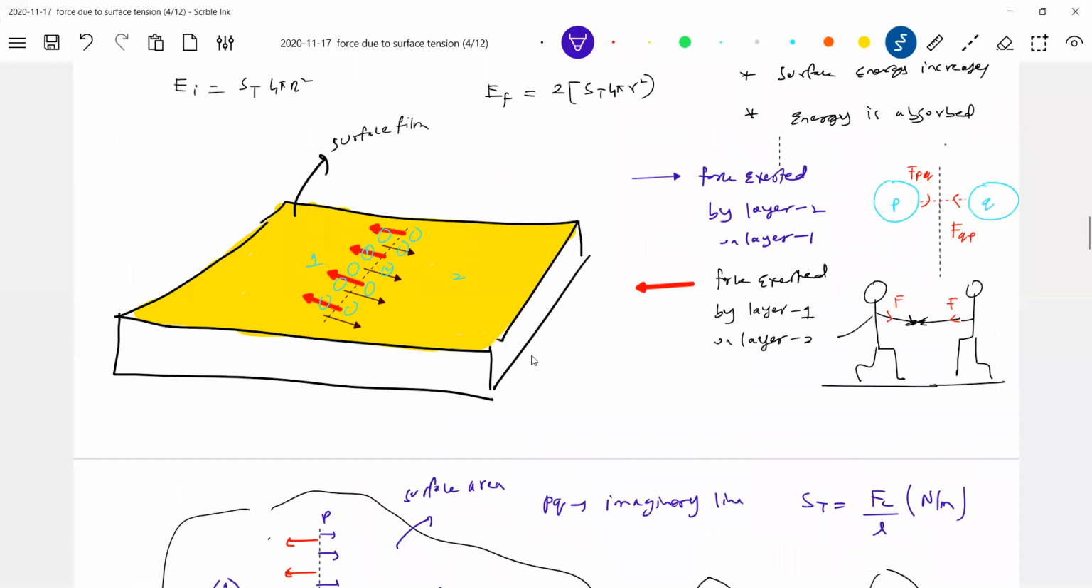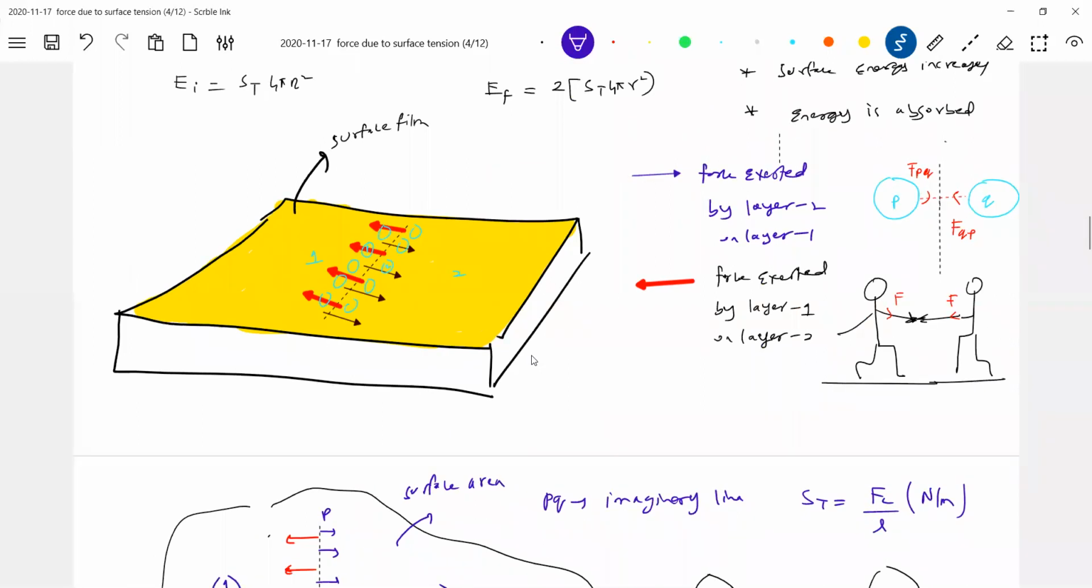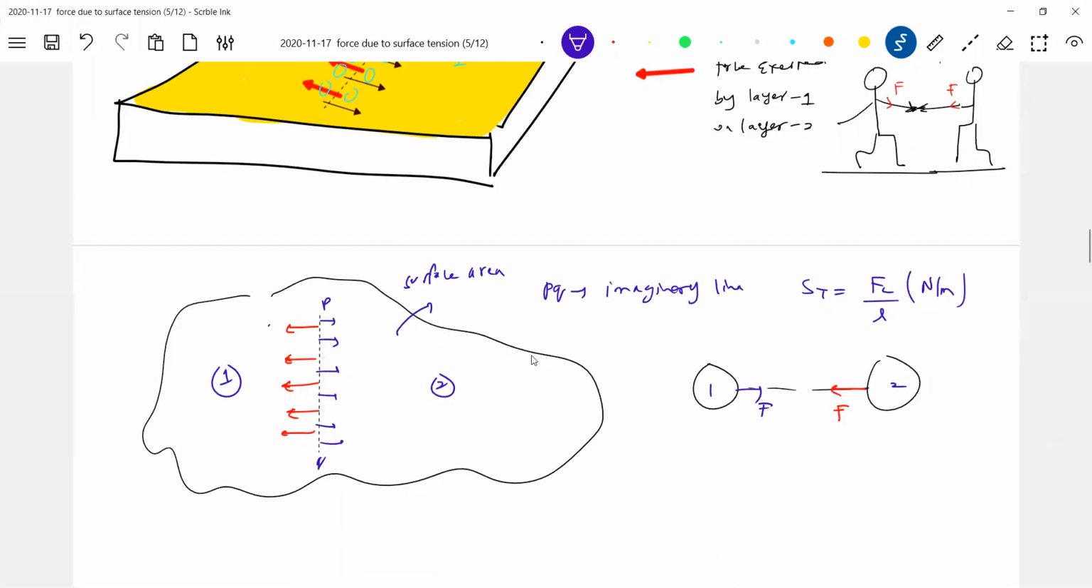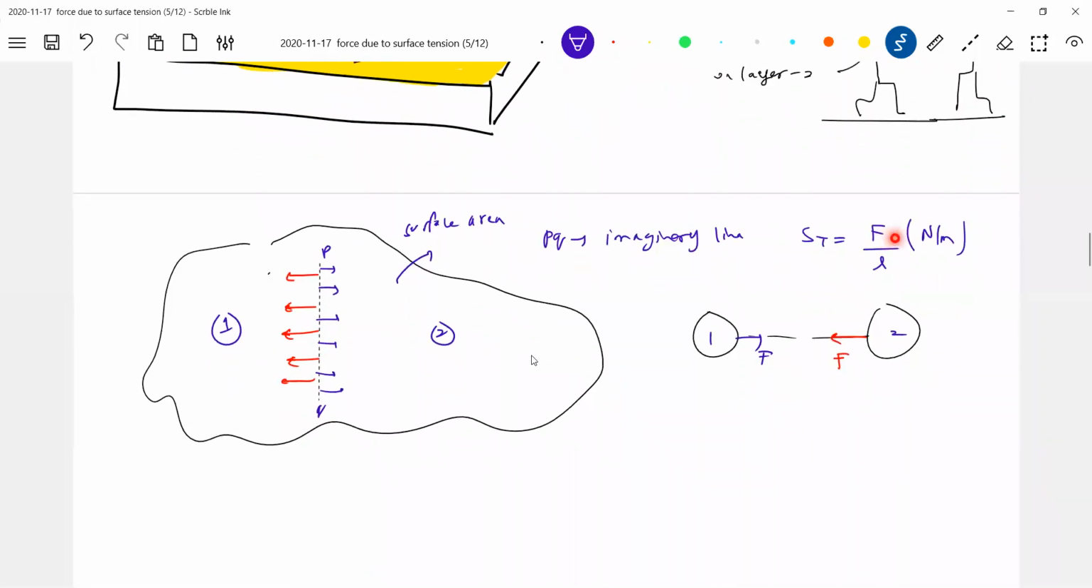So are you getting it now? The cohesive force is what? Is it an attractive force? Yes. Is it a conservative force? Yes. And how does it act? Tangential to the surface. This is very, very important. All our numericals revolve around this one. So it is cohesive and tangential to the surface.